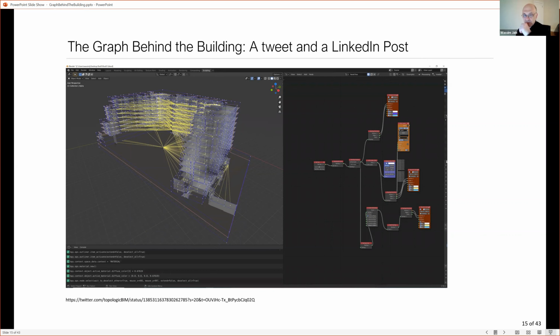So I tweeted an image very similar to this one. I think I just simply changed the colors on it, where you can see these yellow lines that are in there, and that's what we call the dual graph. So a dual graph is another type of representation of a building, of connected spaces. And I will get into a bit of the maths of it, but don't worry about it.